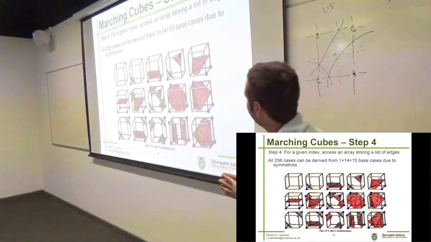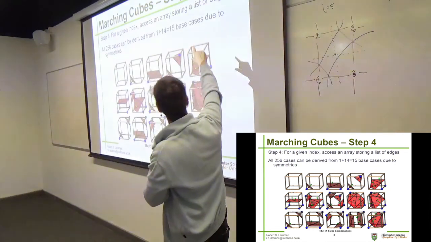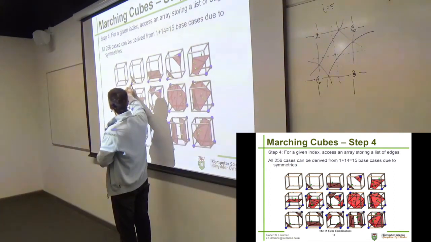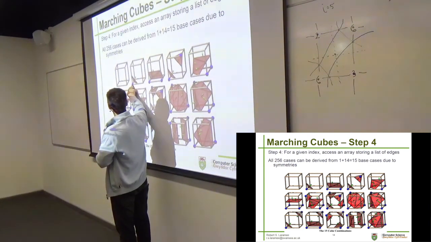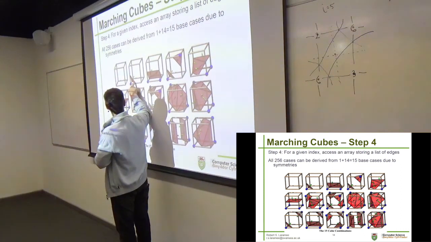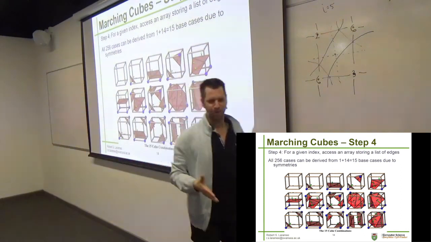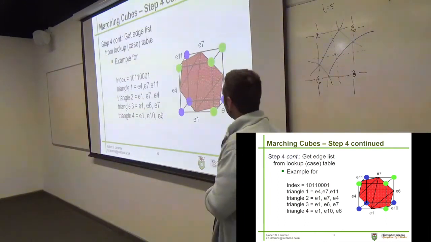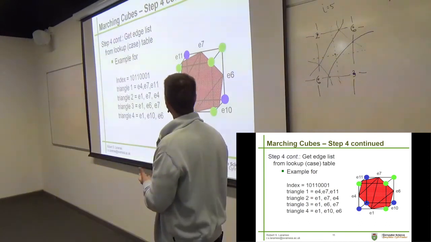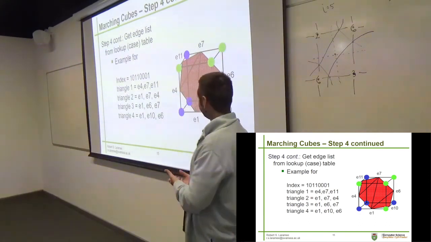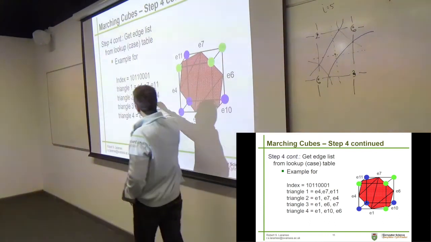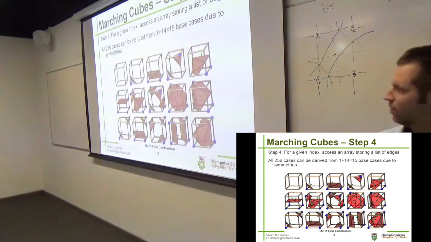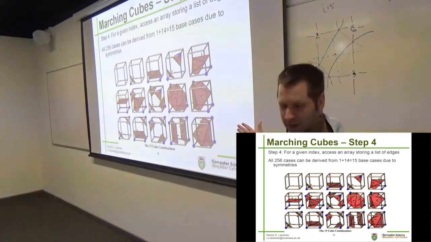The important takeaway here is that for a given index, we can access an array storing a list of edges, and those are edge intersections. So we can store, using that index, that since we know that this first vertex is below the isosurface, we have edge intersections here, here, here, always, period, stored in a lookup table. So that's the idea. This is where it starts to get a little bit more difficult to understand. Given this unique index, we know that it corresponds to one of these configurations always. That doesn't change.